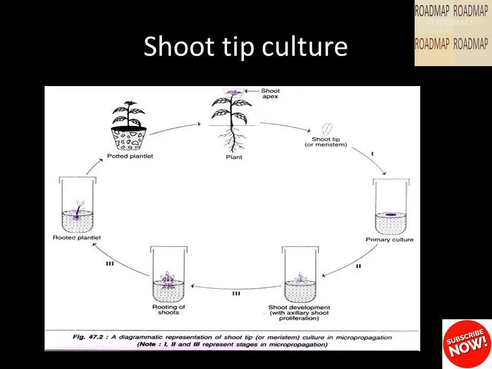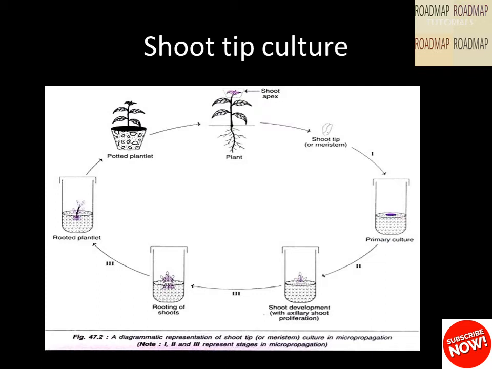The optimum temperature required for the culture is in the range of 20 to 28 degrees Celsius, and lower light intensity is more important because we have to get better micropropagation. So to get good micropropagation, these conditions are very important.